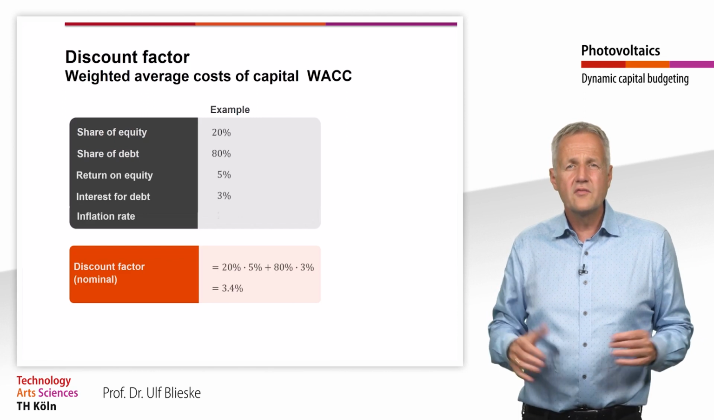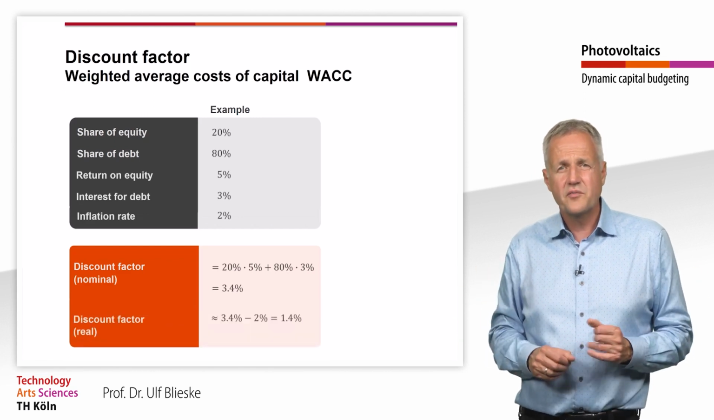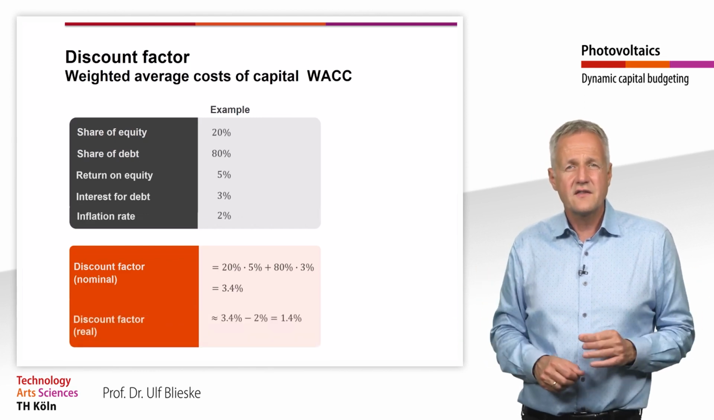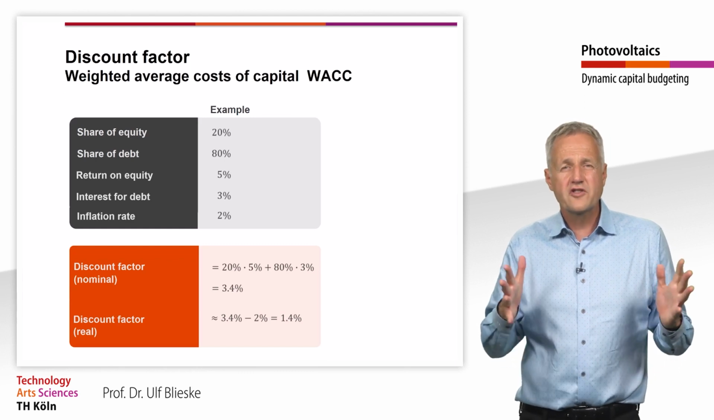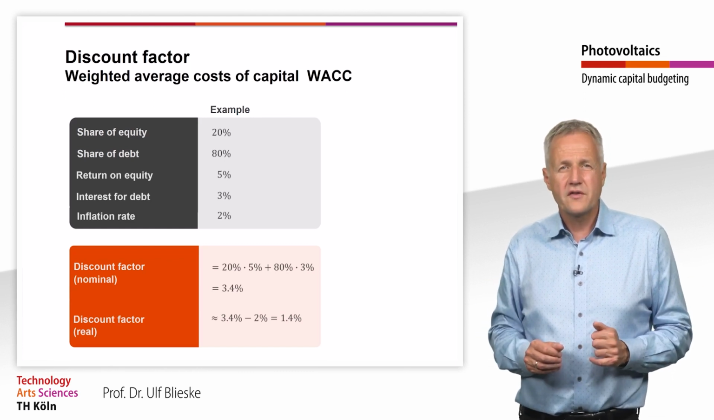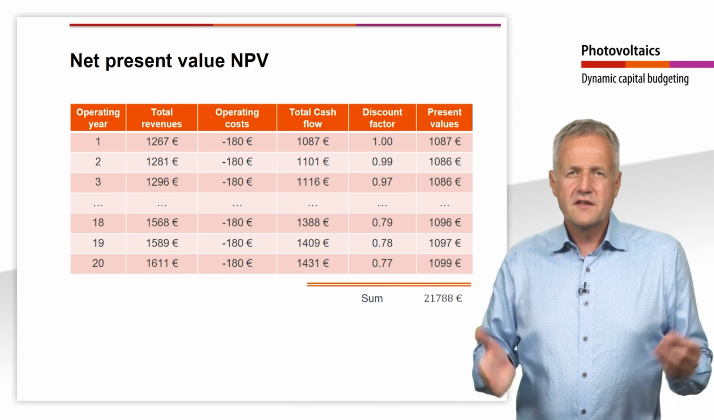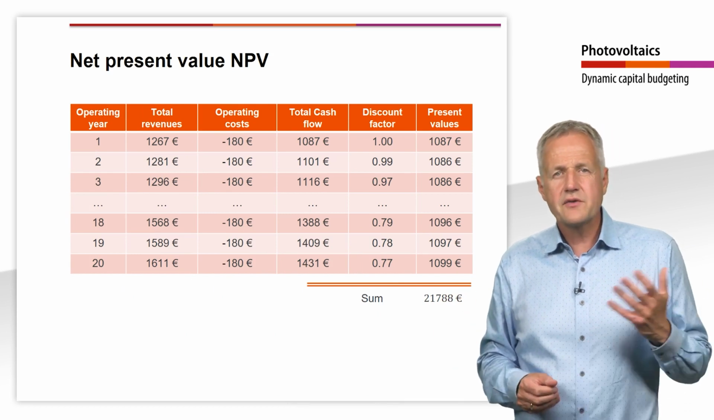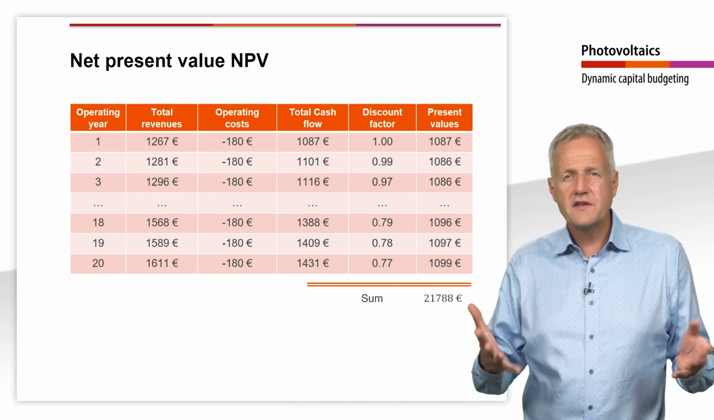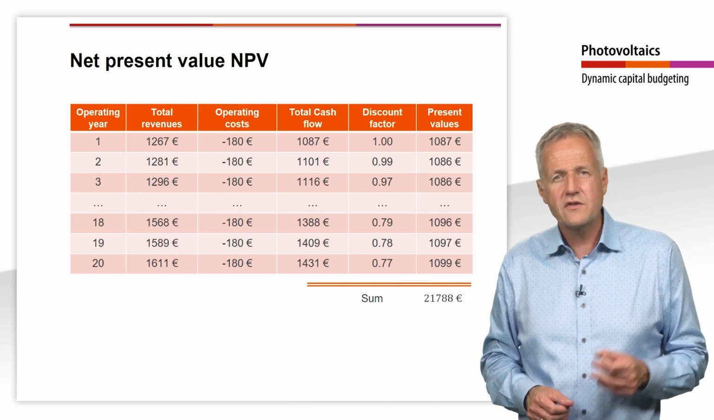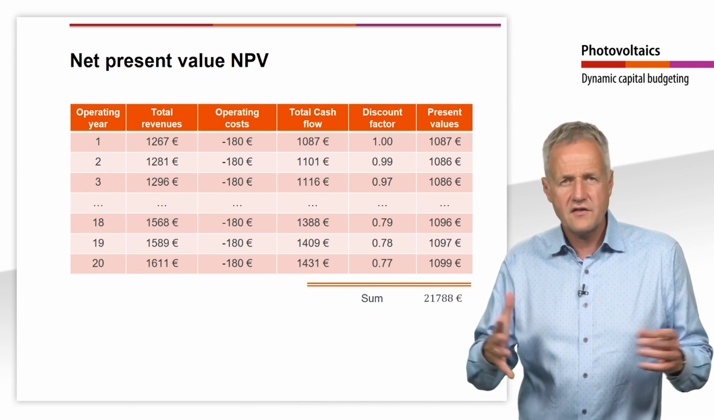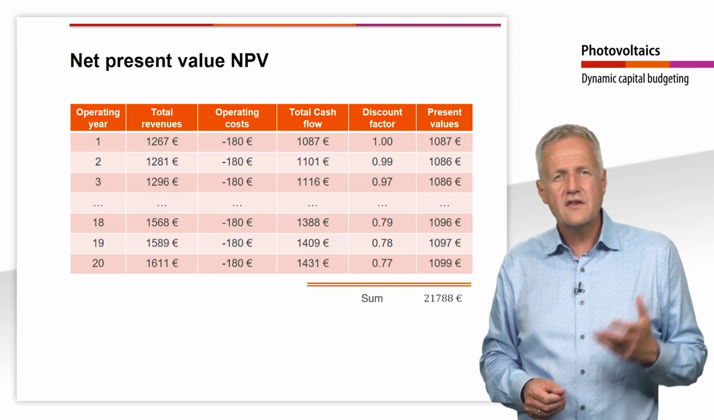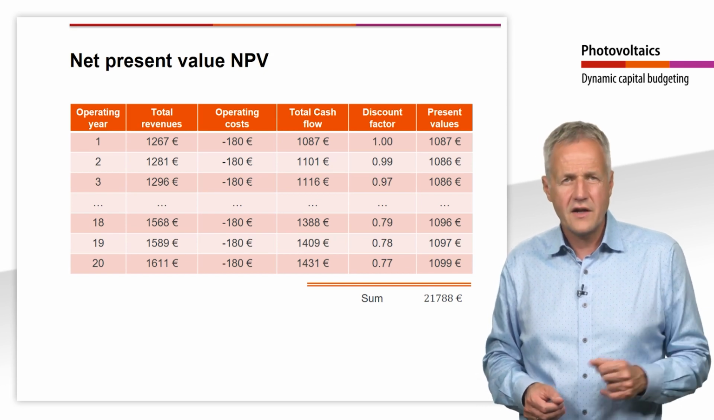For example, let's assume a long-term average inflation rate of 2% per year. In this case, the real discount rate is approximately 1.4%. With the real discount rate, we can now discount the annual income and expenses of our PV system and thereby obtain the values that would correspond to the cash flow today. These values are also called present values.